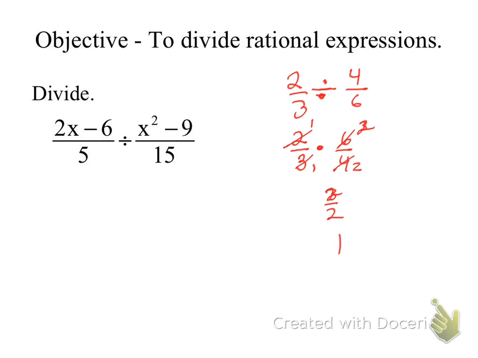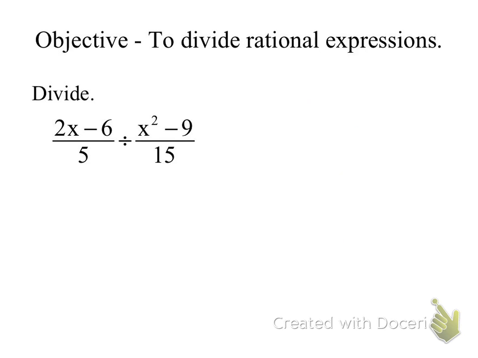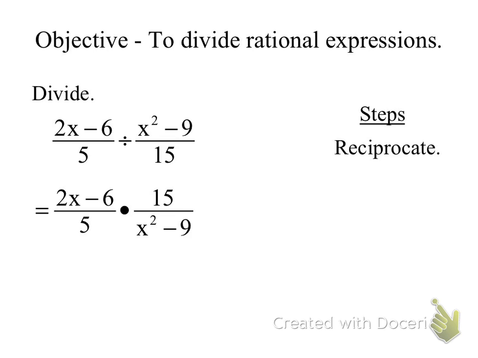All right. So we're basically doing the same thing with our rational expressions. Step 1, we're going to reciprocate. Please write while I'm doing this. We have to reciprocate and multiply. The first fraction stays the same, multiplied by the reciprocal of the second fraction.